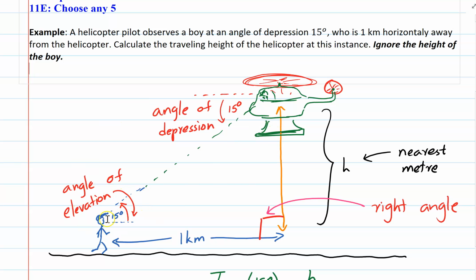If that is the case, the boy elevates his head and looks up at the helicopter, not because it's going to fall onto him, just because the helicopter is going there. He's looking up. It's a bit of a joke there.